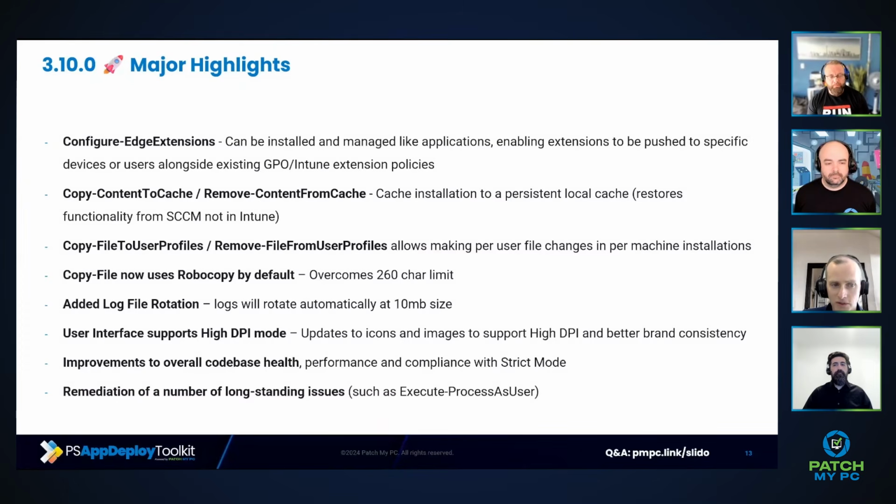To support all of these new features, we've enhanced the copy file function to use robocopy by default. That was needed to overcome the 260 character path limitation with the native PowerShell method. You can toggle that off in the configuration if you have a reason not to use it. We've added log file rotation, so logs will rotate automatically at 10 megabyte size. The user interface components now support high DPI mode, and the icons and images have been updated for better brand consistency.